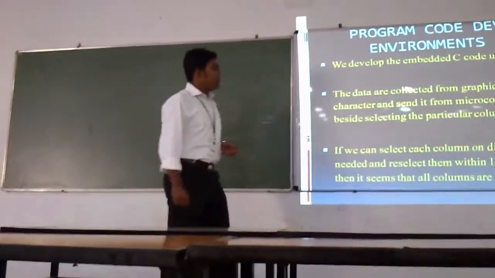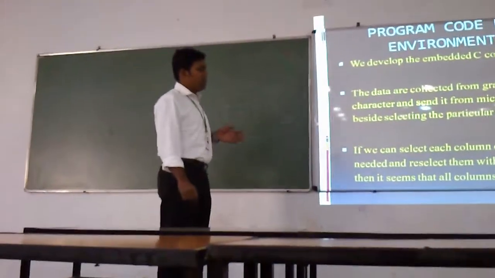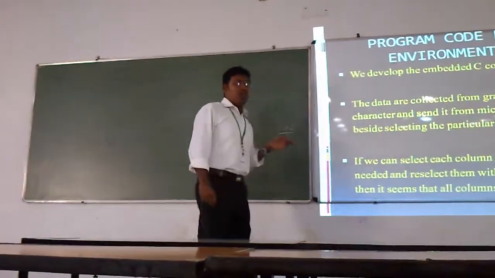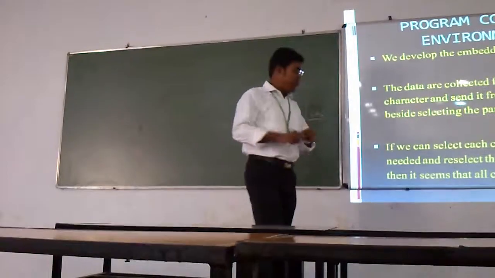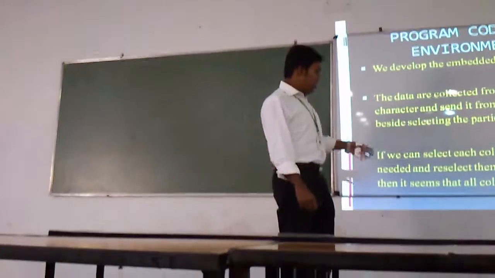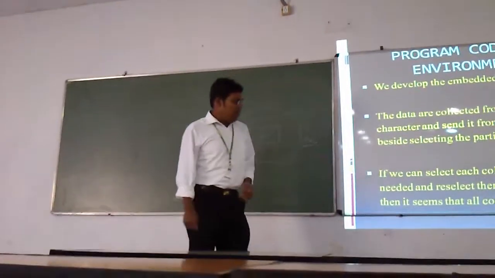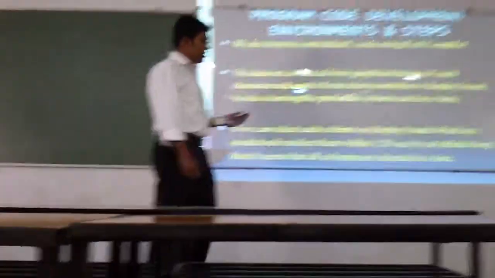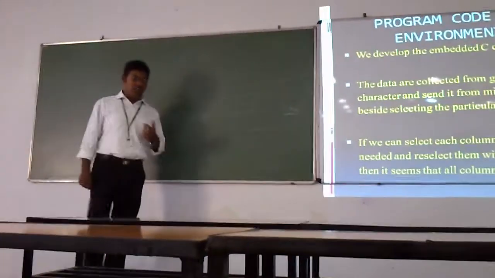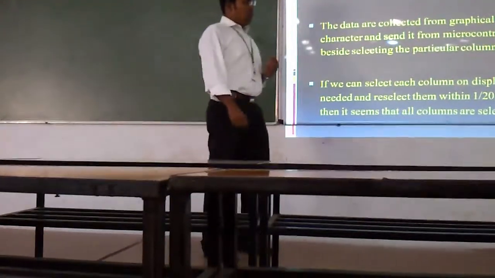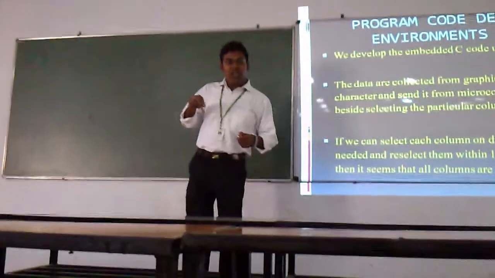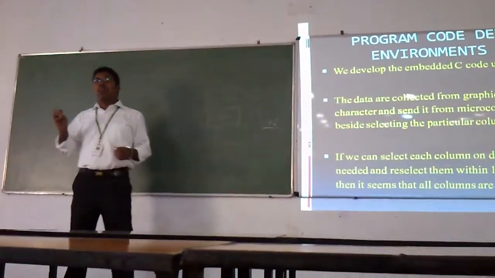The second part is very important: the data collected from the graphical design of each character is sent from the microcontroller to the display board, besides selecting a particular column, each at a time. I will show in the next slide how the graphical design will be made. And the next point, if we select each column on the display board which is needed, one by one in 1/22nd of a second in an infinite loop, then it seems that all columns are selected at a time. That means if something changes in front of your eyes within 1/22nd of a second, you can't catch it. So suppose the LED is on or off, running within 1/20th of a second, it will seem like the LED is always glowing.